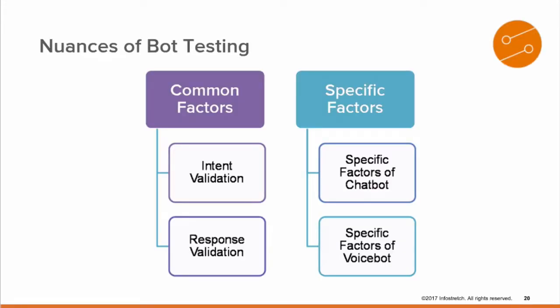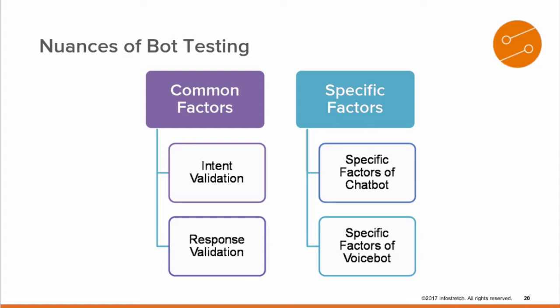So what are some of the nuances of bot testing? It is best to look at bot testing in two different aspects. One is common factors and another is specific factors for each bot. Every bot needs to be tested for two things: intent validation and response validation. I'll talk about what each one is in the next couple of slides. But then there is also a specific factor that needs to be kept in mind. Specific factors are things which are very unique to that particular bot that is being tested.